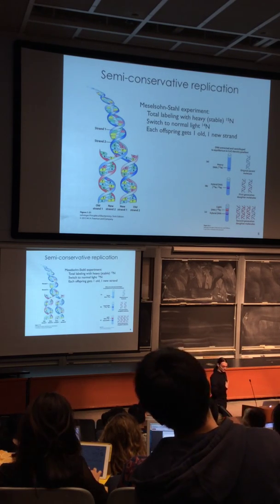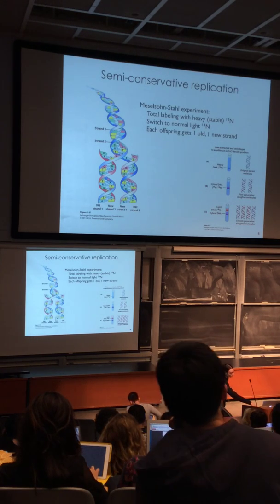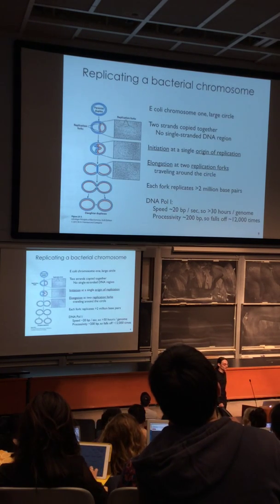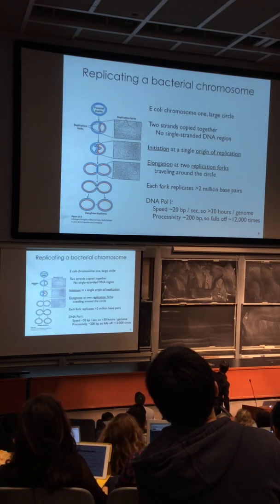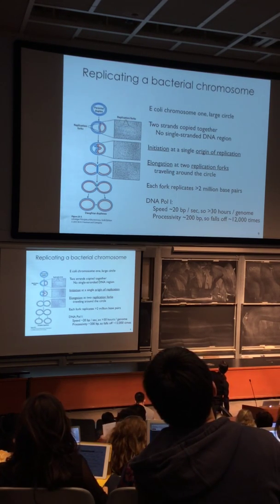And so this is the phenomenon that you can see molecularly. You can also actually watch some of this process by electron microscopy, and here's a picture of a replicating E. coli genome caught at different points during replication.